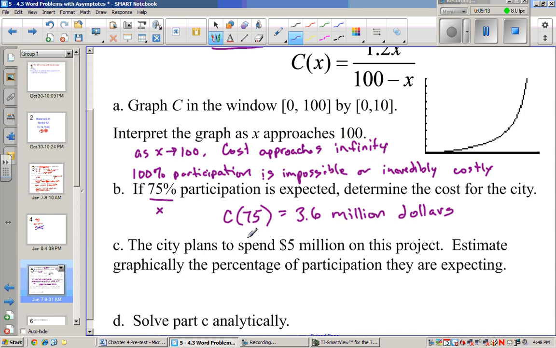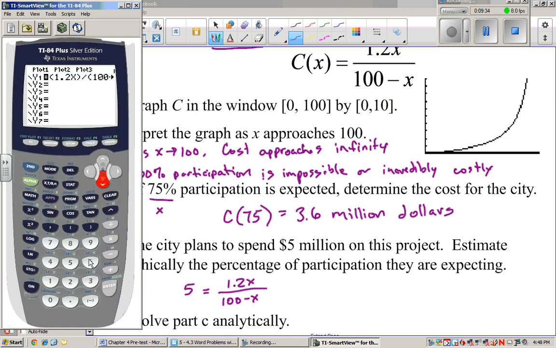Next, I'm told that the city plans to spend $5 million on the project. That's their cost. That means we're saying 5 equals 1.2x over 100 minus x. And it says estimate this graphically. So let's go take a look at our graph. And you'll recall when we've done this before, we can actually go into our y equals and put in a 5 for y2. So when I hit graph, I see where they intersect right there.